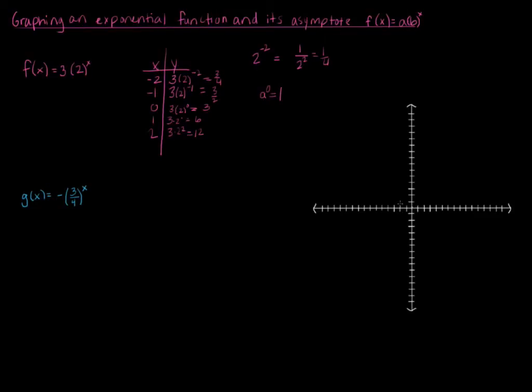So -2 is 3/4. -1 is 3/2, which is 1.5. 0 is 3. 1 is 6, which is right here. And then 2 is 12. So 1, 2, 3, 4, 5, 6, 7, 8, 9, 10, 11, 12. Should be right there. So the exponential function goes up really, really fast, and that should make sense because we're multiplying.